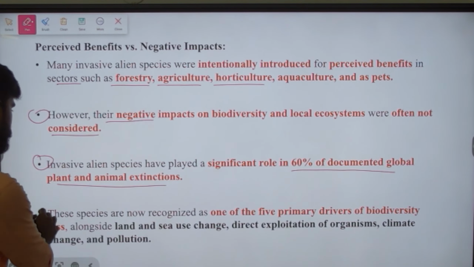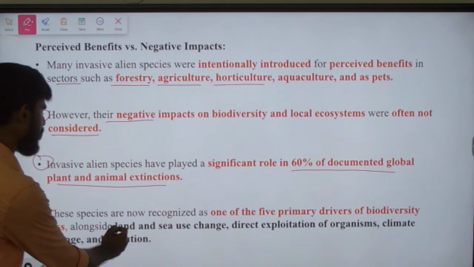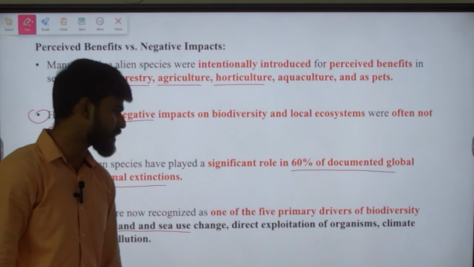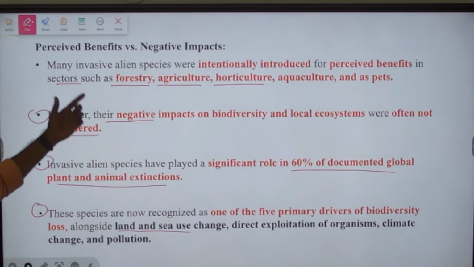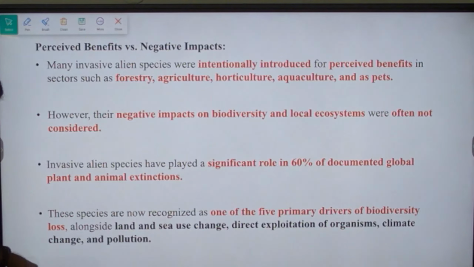Next, these species are now recognized as one of the 5 primary drivers of biodiversity loss. What are the other 4? They are land and sea use change, direct exploitation of organisms, climate change, and pollution. And then comes invasive alien species, the 5th one. So these points are very important.